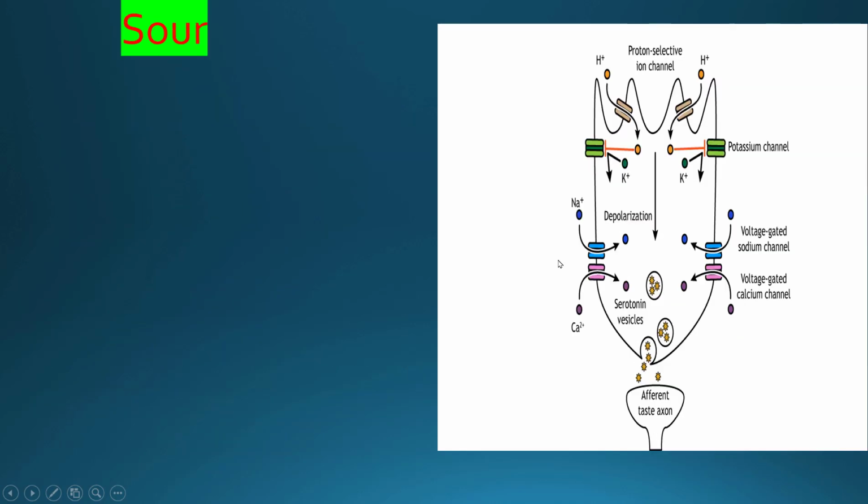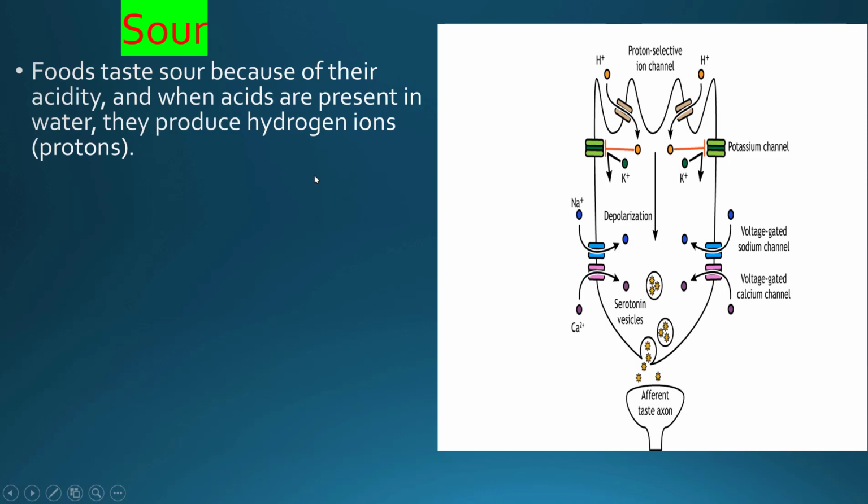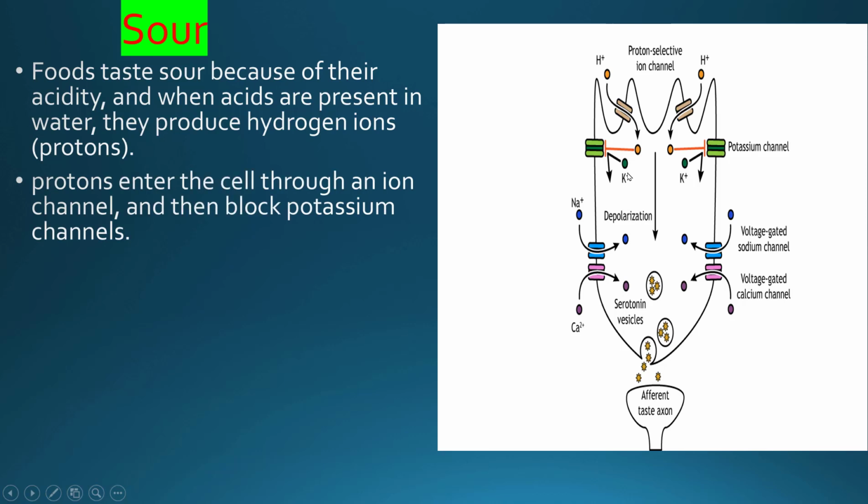Foods taste sour because of their acidity, and when acids are present in water, they produce hydrogen ions, protons. Hydrogen ions are also called protons. Protons enter the cell through an ion channel, and they block potassium channels. These channels for protons are present on the villi, and they are open, and when the food contains hydrogen, that hydrogen enters into the chemoreceptor cell and blocks the potassium channel and prevents the efflux of potassium from the receptor cells. The decreased efflux of potassium along with the presence of the proton depolarizes the cell, causing voltage-gated sodium and calcium channels to open.